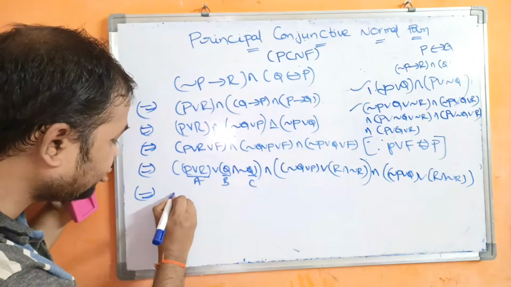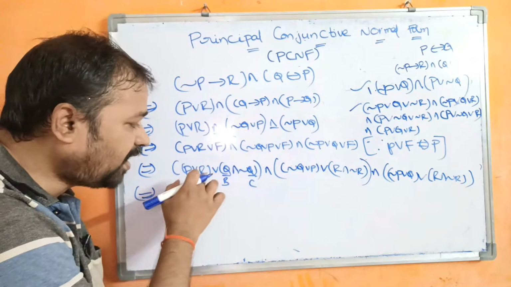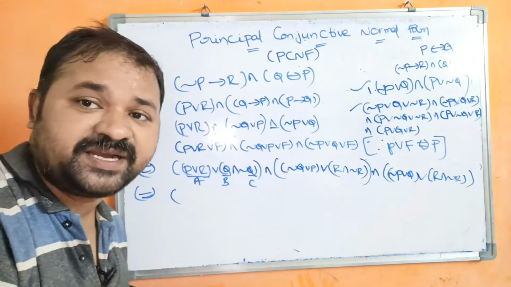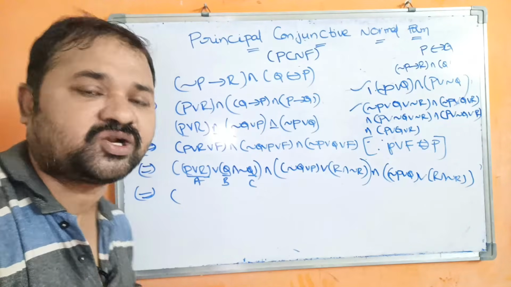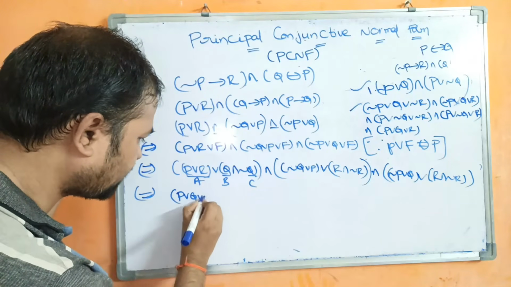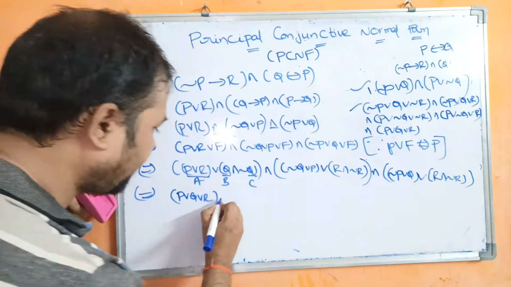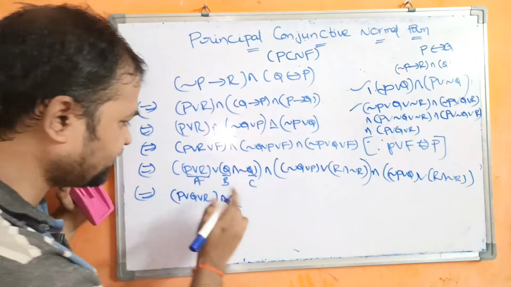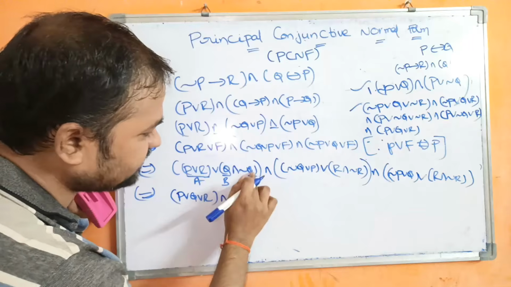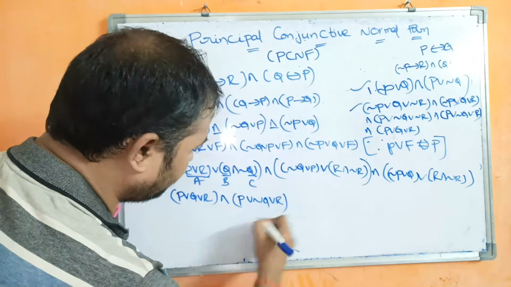Here while writing the max terms, write in the proper order. Here P OR R OR Q can be written as P OR Q OR R also. So A OR B means P OR Q OR R. So for unnecessary confusion, I am eliminating these parentheses here. A OR B and A OR C. So what is A? P OR R. C means negation Q. So this can be written as P OR negation Q OR R. Write in the proper order.